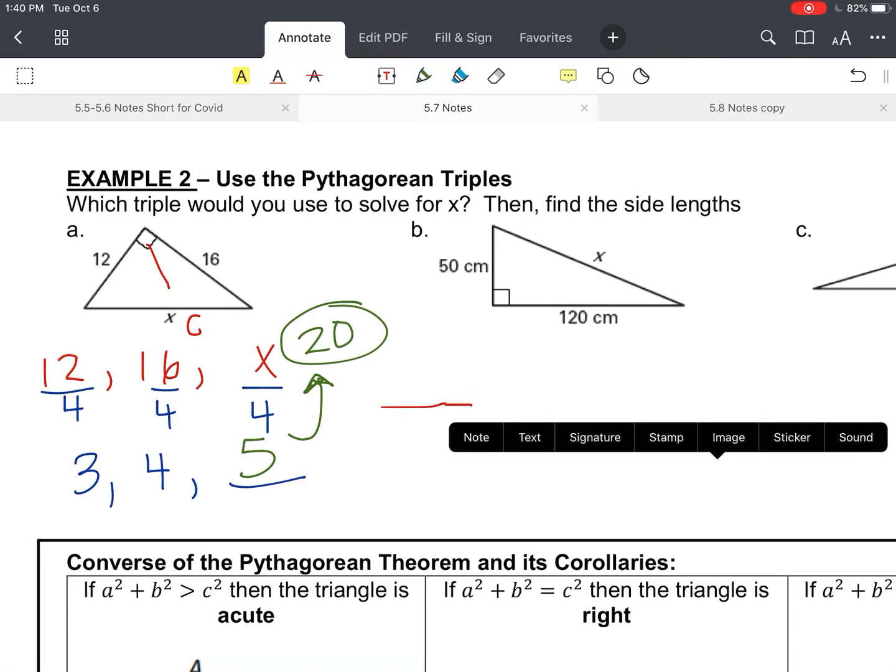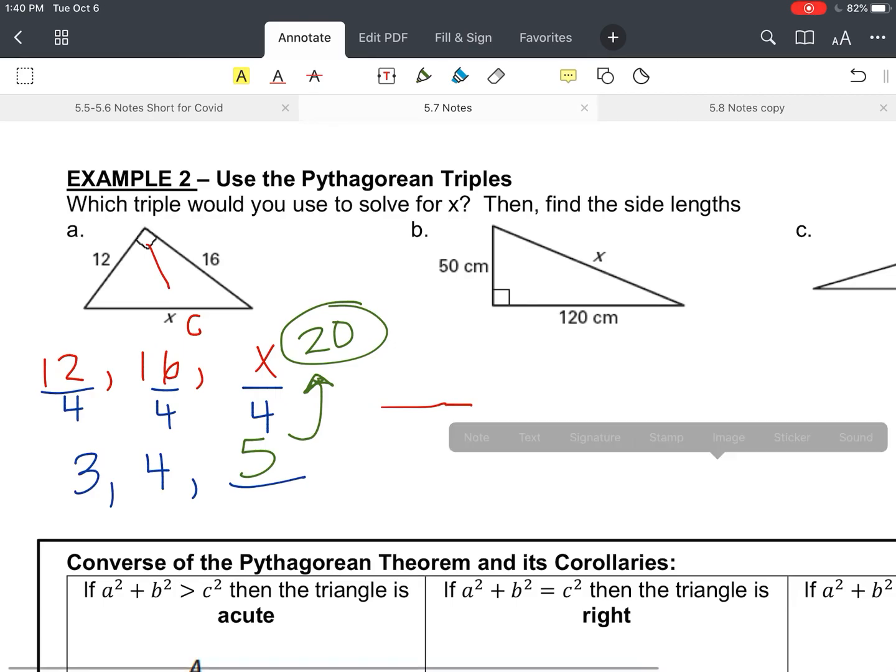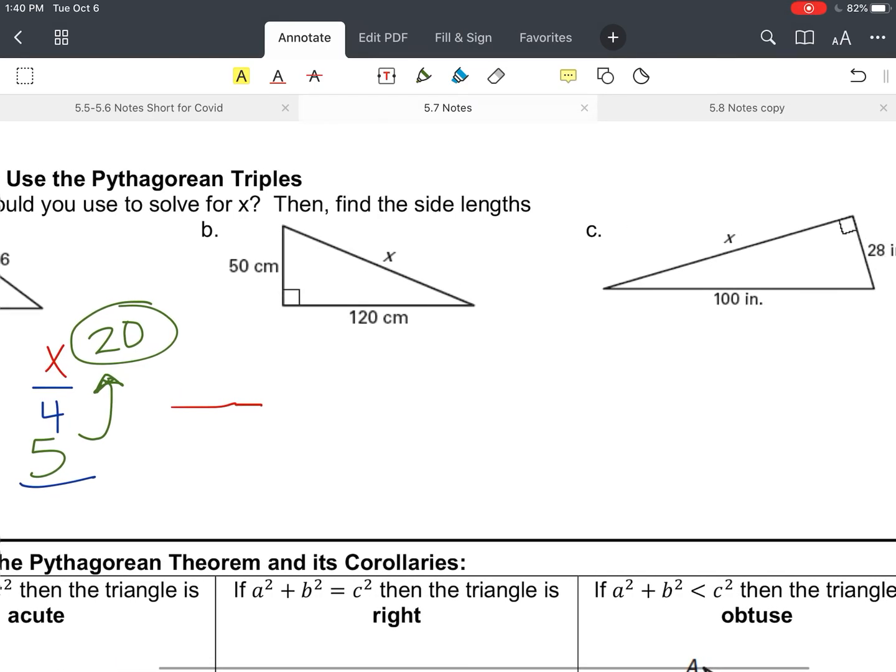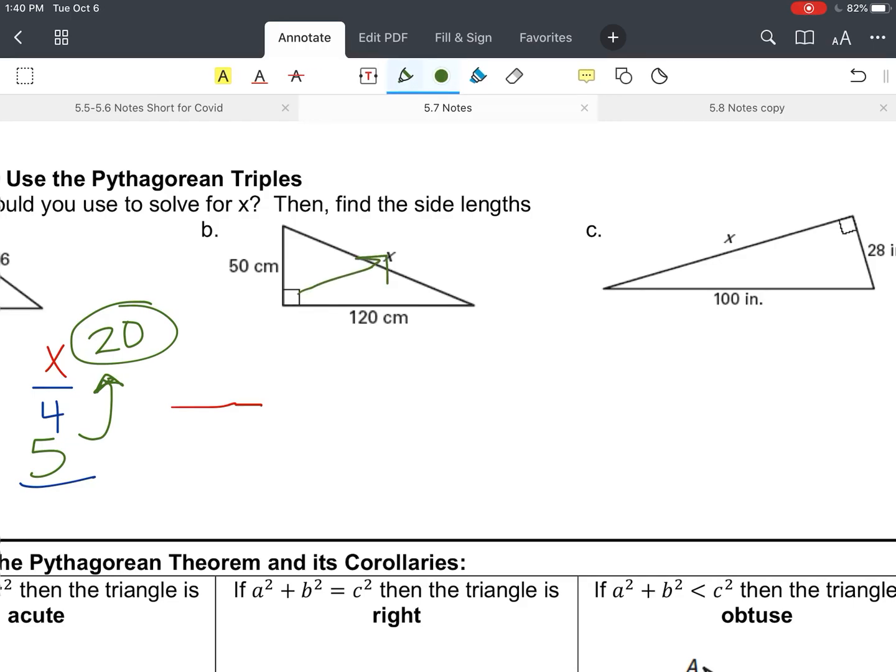Again, you don't have to use Pythagorean triples. You're more than welcome just to apply the Pythagorean theorem to each of these. But it is a shortcut and sometimes a quick way to do something if you don't have a calculator, but you're pretty good with finding multiples. Let's try the next one. Again, I need to know what my hypotenuse is. It's still x in this case.